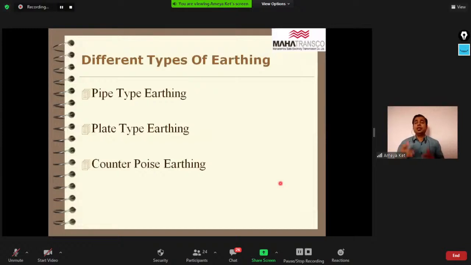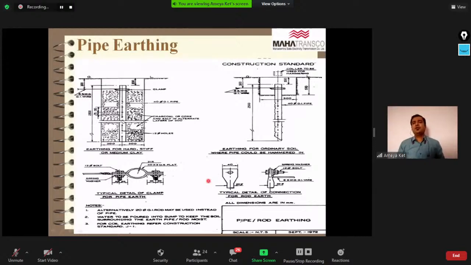So coming to the next screen, the different types of earthing. As already discussed, the different types of earthing by way of connection: system, safety, functional, which is the way of connecting a particular thing to the earth. Now we are discussing the different types of earthing by the way of doing earthing. There are three types, as we know: pipe type earthing, plate type earthing, and the third one is counterpoise earthing.